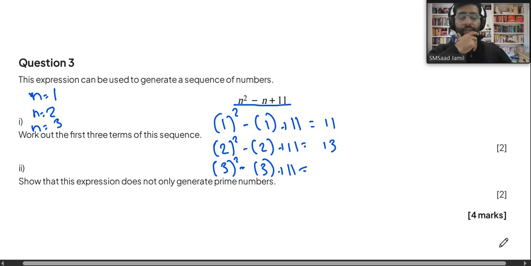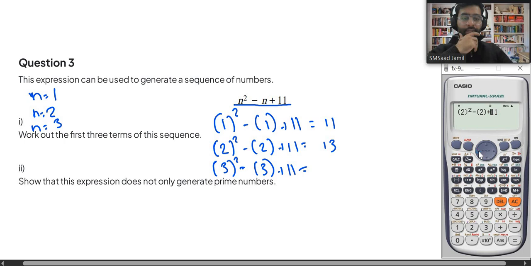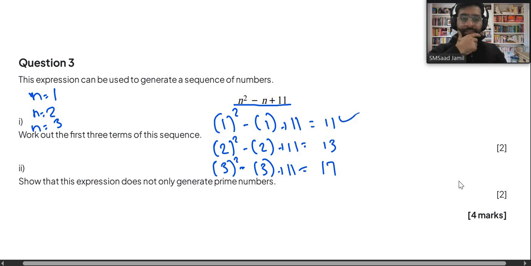And then for the third term, I'm going to plug in the value of 3 instead of 2. Alright, so let me plug in 3. Again, let me plug in 3 over here. So it's 17. So the first term is 11, the second term is 13, and the third term is 17. Do you guys get this?